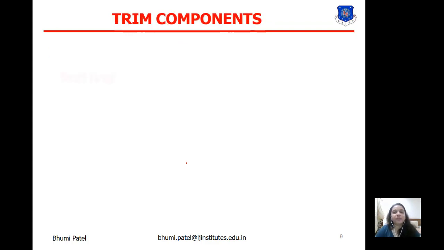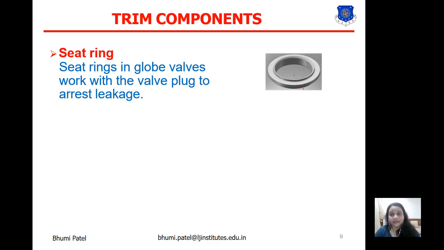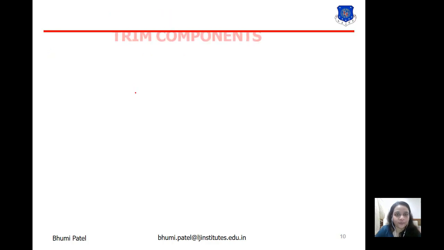Now the next trim component is the seat ring. What is the seat ring? Seat rings in globe valves work with the valve plug to arrest leakage. So this is a diagram for the seat ring. The seat ring is always connected with the valve plug to avoid leakage of the fluid.